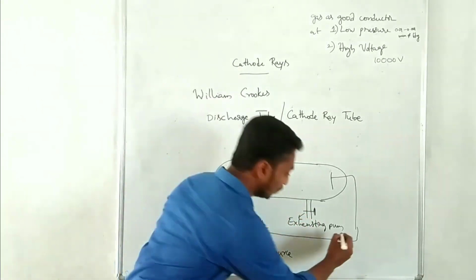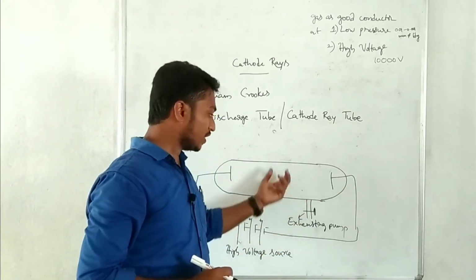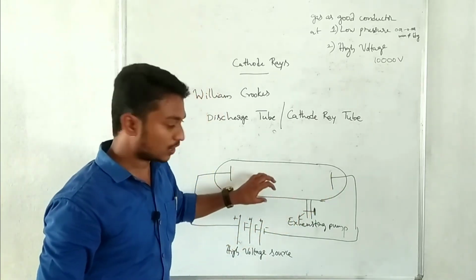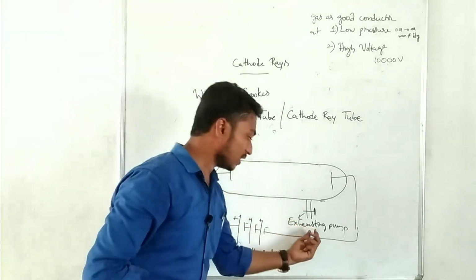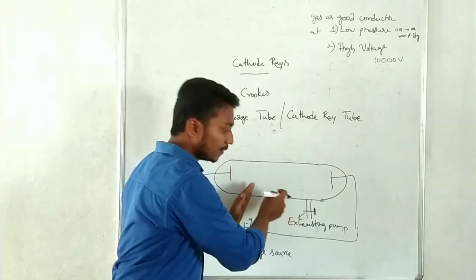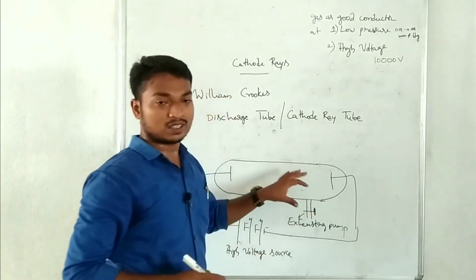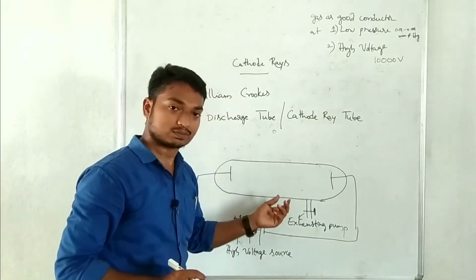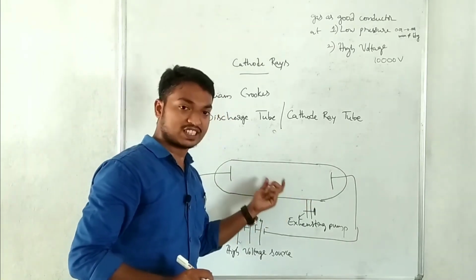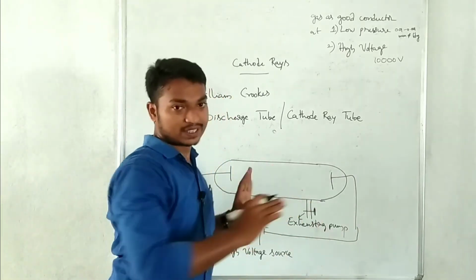This exhausting pump is used to reduce the pressure in the discharge tube. So the pressure of the air present in the discharge tube will be decreased by this exhausting pump. This high voltage source is used to increase the voltage in the discharge tube. Now with this high voltage and low pressure, the gas present in the discharge tube is acting as a conductor. These are the experimental conditions for this experiment.